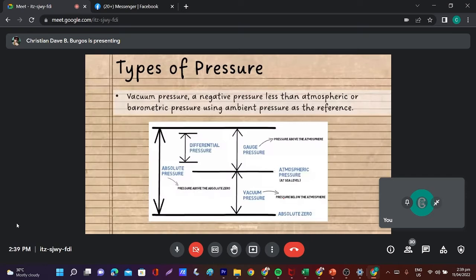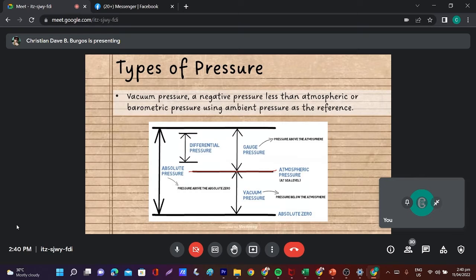Opo, next po is yung vacuum pressure na tinatawag natin. Vacuum pressure is a negative pressure less than atmospheric or barometric pressure. Nasabi na rin po kanina na sa gauge pressure, nag-start yung readings sa atmospheric pressure. So, kaibahan lang ni vacuum kay gauge is negative siya.